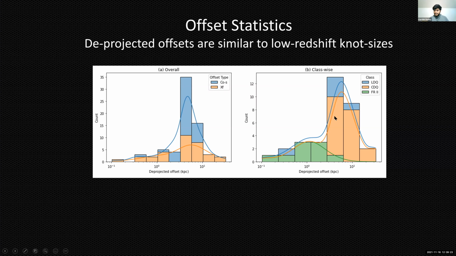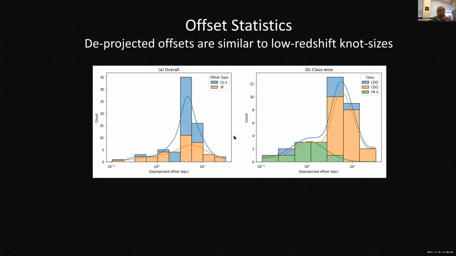Now, the quasar classes tend to show larger offsets than their FR2 counterparts. I'll get back to that in a moment. But this plot shows that the distributions of offsets are similar.